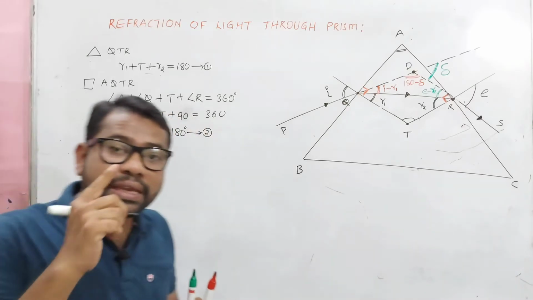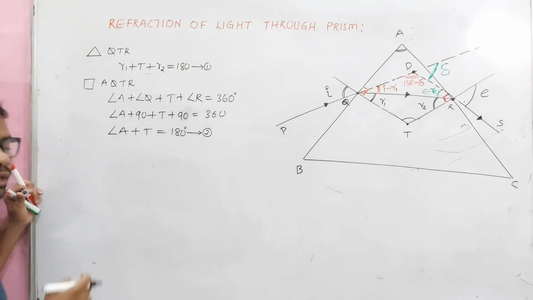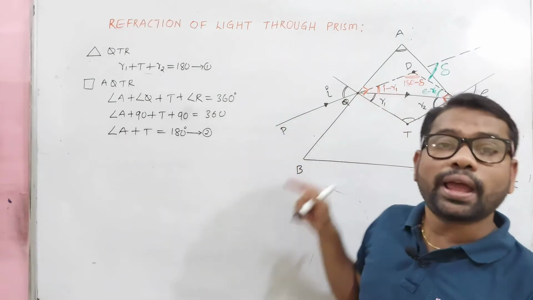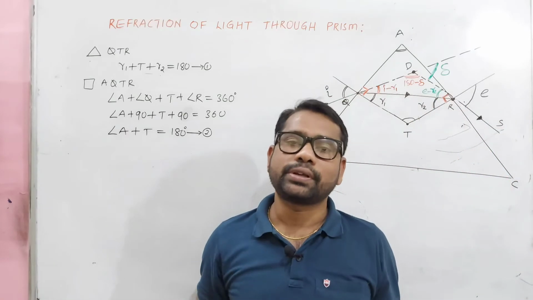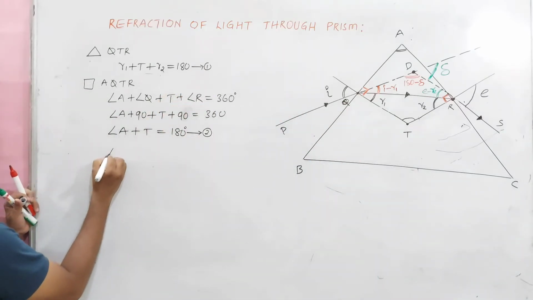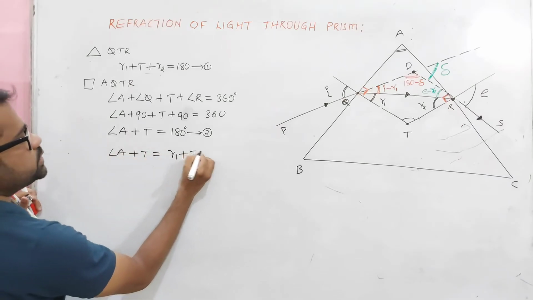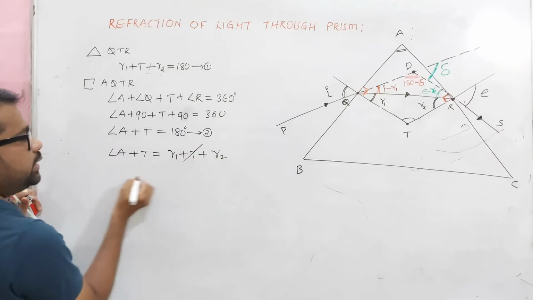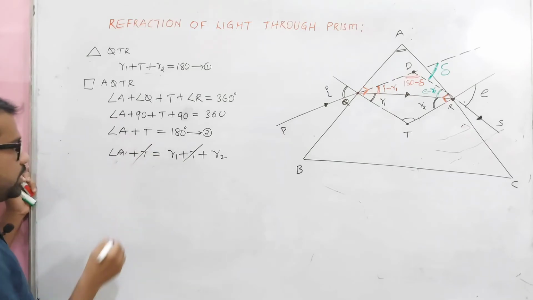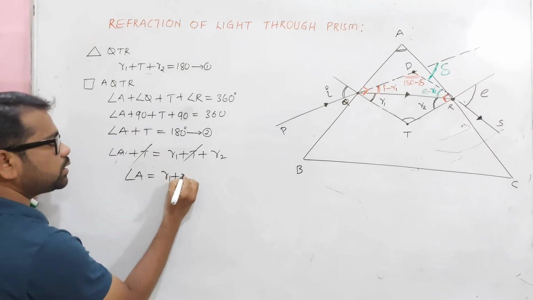Now, dear children, from equations 1 and 2, as the RHS are equal, the LHS can be equated. Then you may get one doubt: why do we need to equate here? Children, T here is an unknown angle. That must be eliminated first. So from 1 and 2, what do we get? Angle A plus T is equal to R1 plus T plus R2. T gets cancelled. So here we got angle A is equal to R1 plus R2.